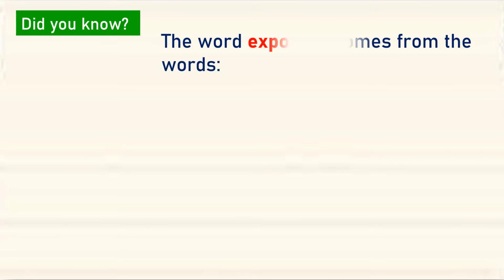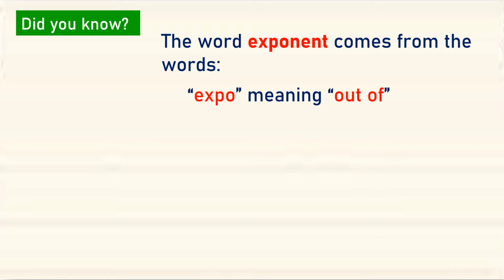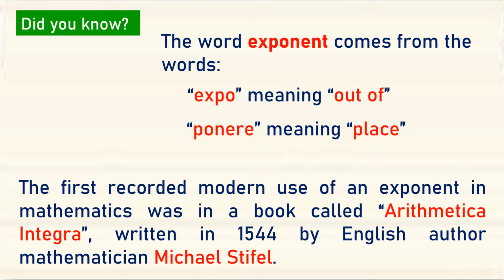Did you know that the word exponent comes from the words expo, meaning out of, and ponere, meaning place? The first recorded modern use of an exponent in mathematics was in the book called Arithmetica Integra, written in 1544 by English author and mathematician Michael Stifel.